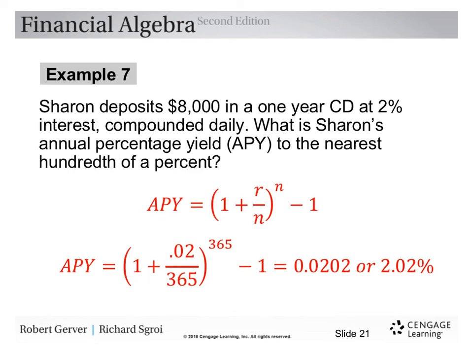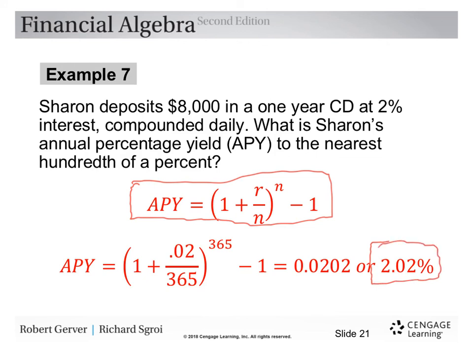Now, we could also use a formula, an APY formula, rather than doing the calculation we did on the previous page. All right, and this APY formula is this, okay? Annual percentage yield is 1 plus interest rate over the number of times compounded per year, n, minus 1. So if I plug in 0.02, 365, we come out with the same answer, okay? So if you want, you could also use this formula to calculate APY.